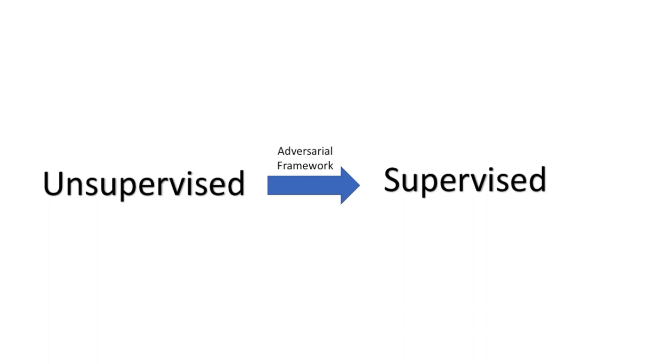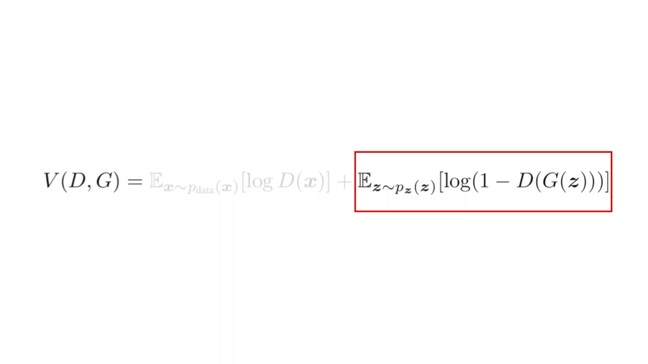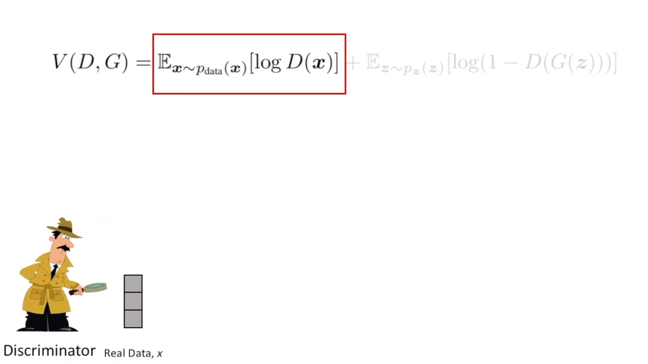Now, let's take a look at the cost function presented in the paper. This consists of two terms. The first represents the discriminator's predictions on the real data, and the second, the discriminator's predictions on the fake data. The first term is the expectation of the log of the discriminator output when the input is from the real data distribution. In other words, if you sample a bunch of real data and give them to the discriminator, what's the average of the discriminator's predictions?